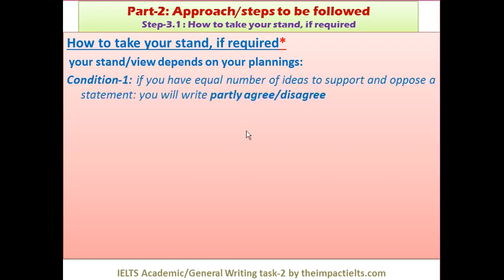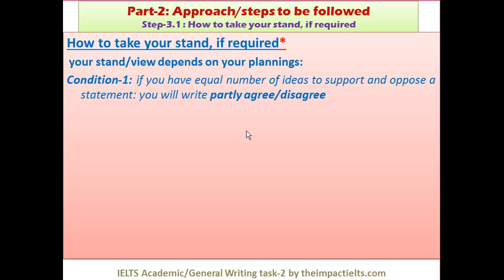So there are 3 conditions I'll talk about. The first one is if you have an equal number of ideas to support and oppose a statement, you will write partly agree and disagree. I mean to say you have to take a stand. That means partly agree or partly disagree.